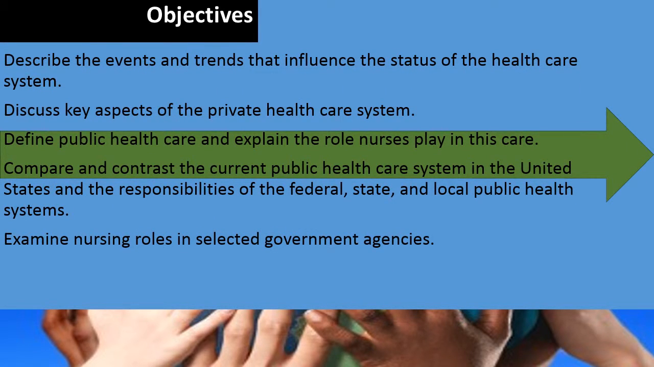By the end of this lesson, you should be able to describe the events and trends that influence the status of healthcare systems. You should be able to discuss the key aspects of the private healthcare system. You should be able to define the public health care and explain the roles nurses play in this care. And you should be able to compare and contrast the current public health care system in the United States and the responsibilities of the federal, state, and local public health systems. You need to be able to examine nursing roles in selected government agencies.